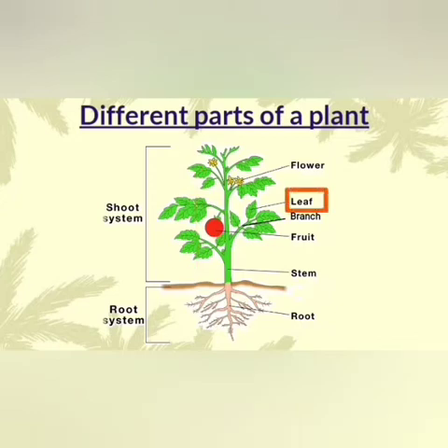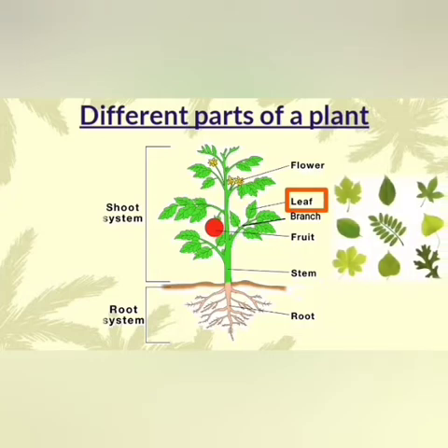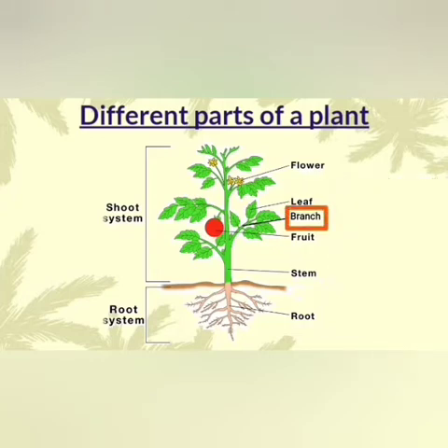Leaf. A leaf is green in color. Do you know, kids? Leaves are also called the kitchen of the plant. Leaves make food for the plant in the presence of sunlight. So it helps the plant to grow healthier. Leaves can be of different shapes and sizes. Branch. It is a part that grows from the stem. It helps to hold the leaves, flowers, and fruits.